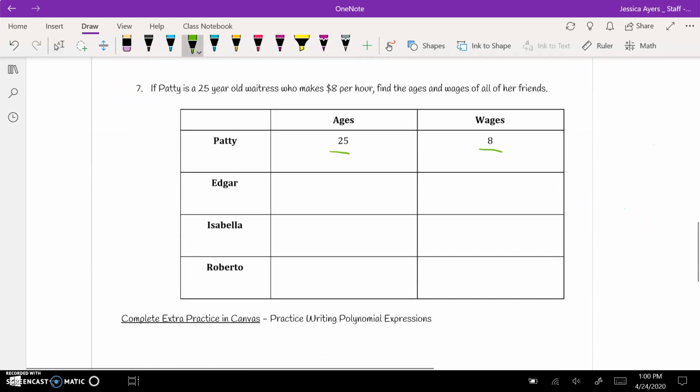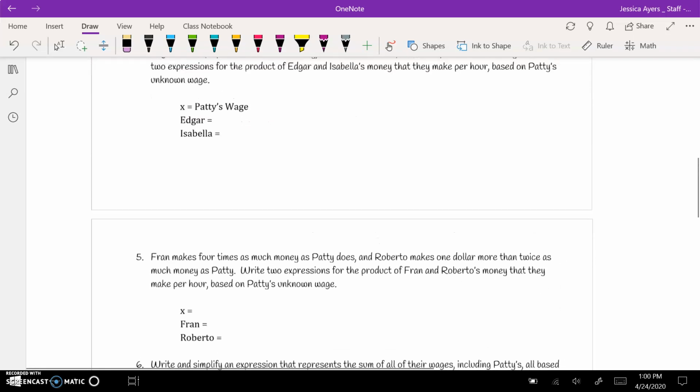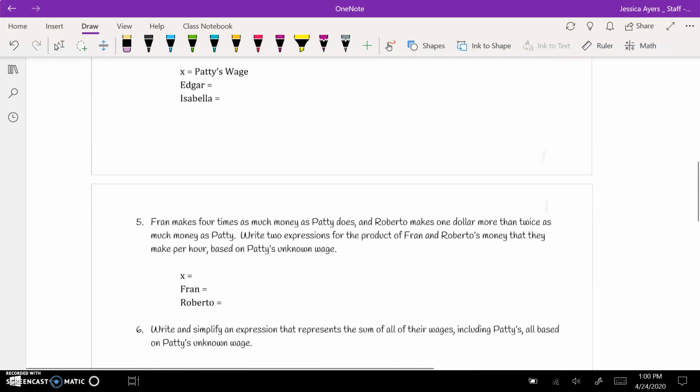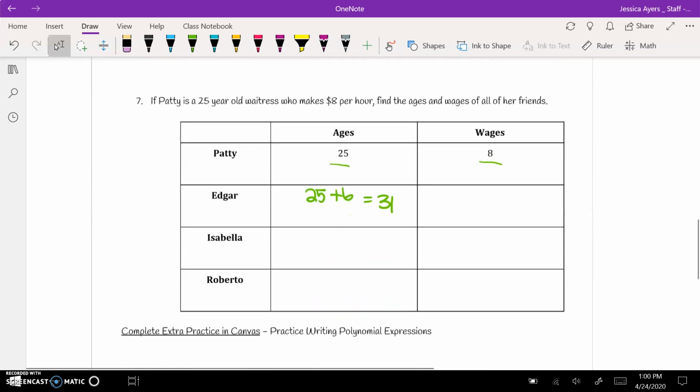So Edgar is going to be Patty plus 6, so he's going to be 31. His wage was $2 per hour more, so he's going to be 8 plus 2, which is 10. So you're just plugging in Patty's information for x to find the rest of your solutions.